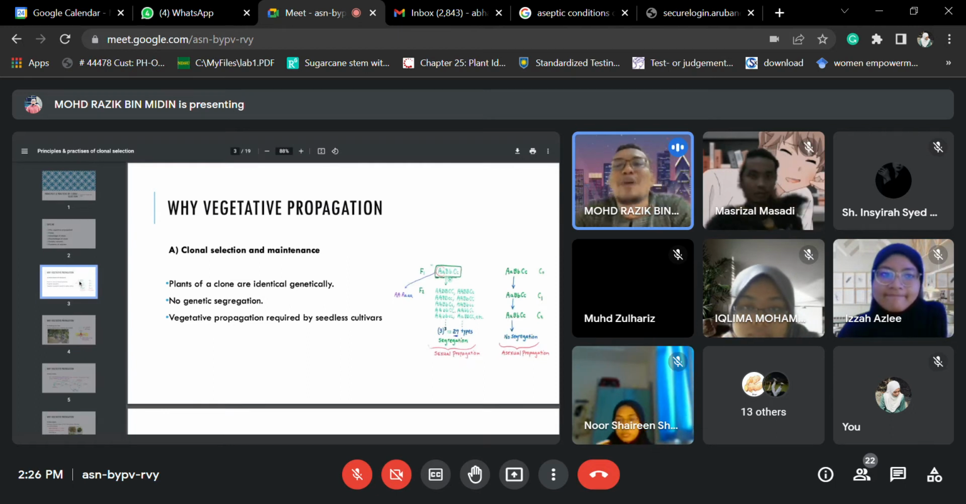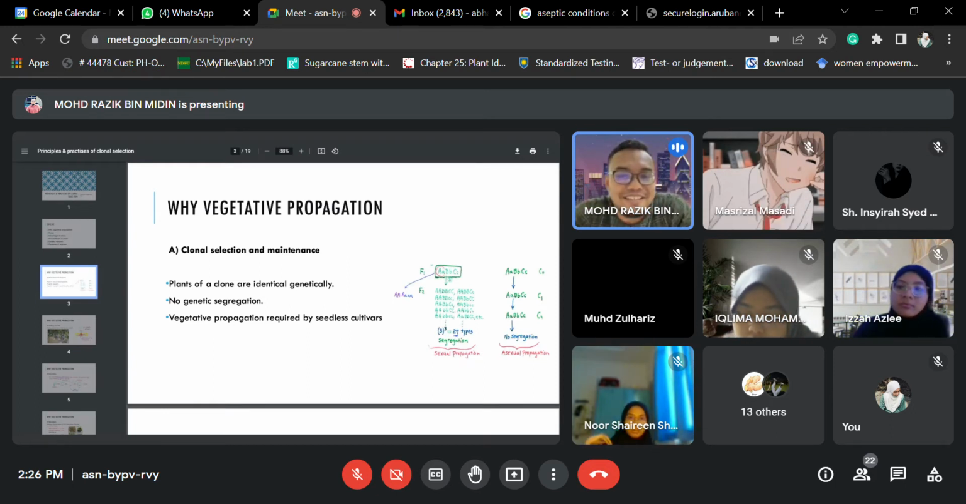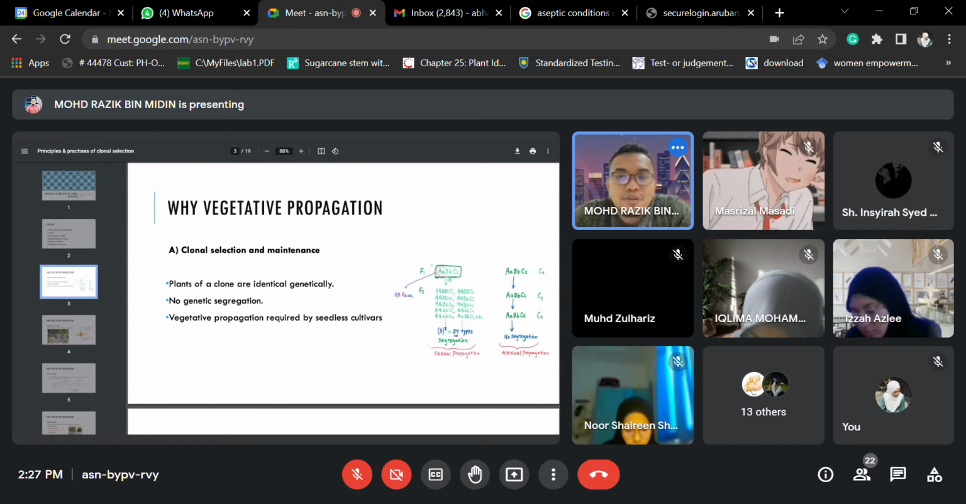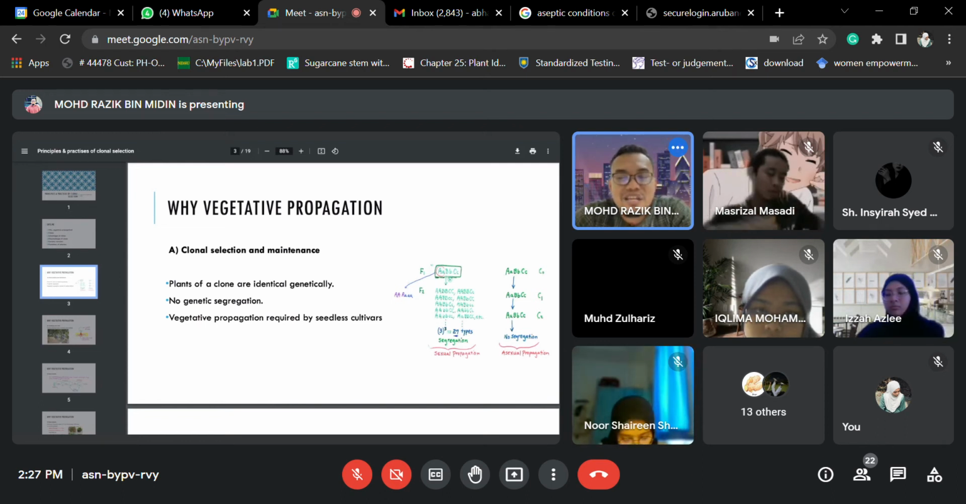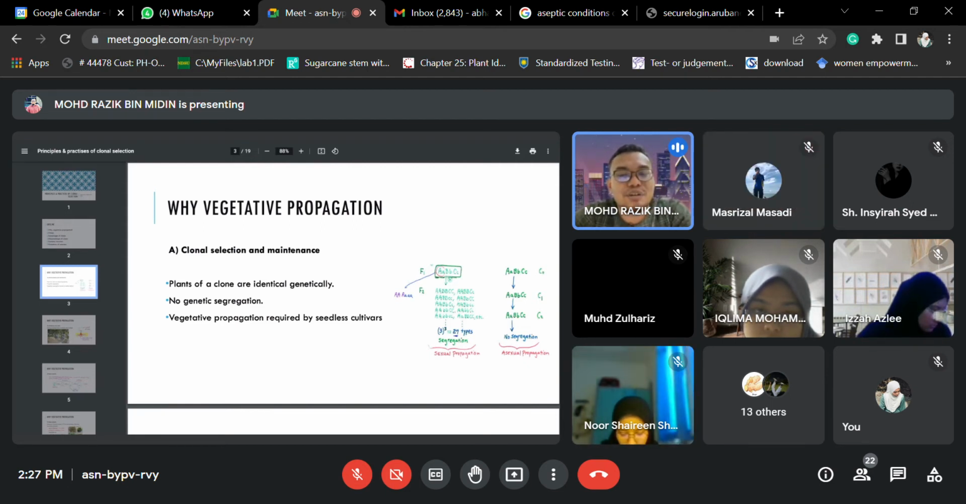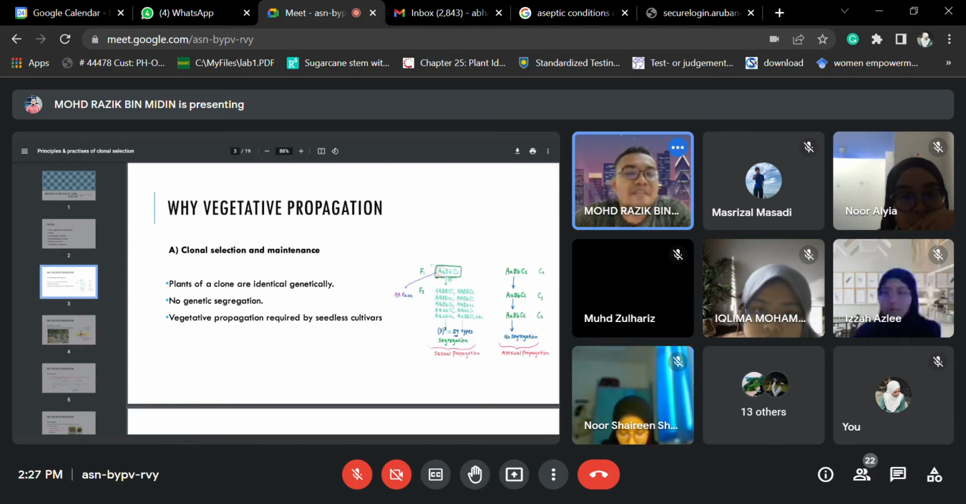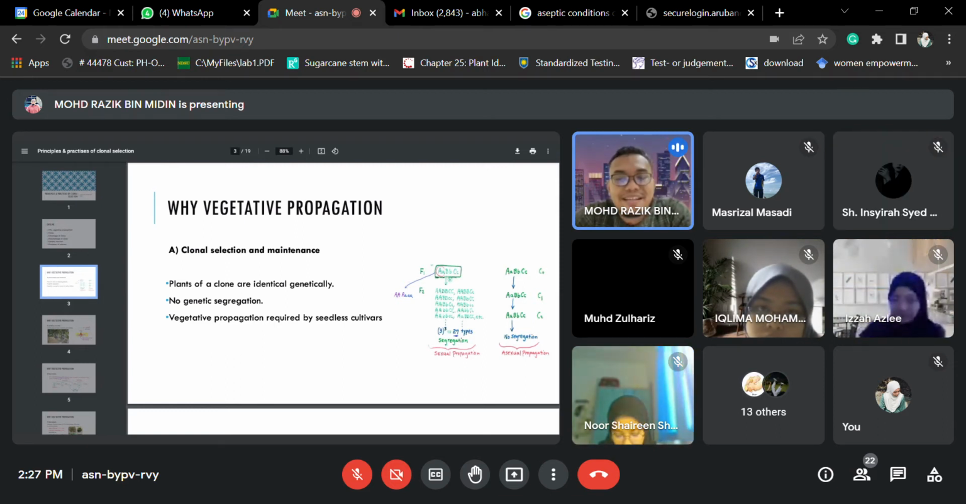Okay. So why vegetative propagation? Plants of a clone are identical genetically, so it is assumed there is no genetic segregation. But still, variation can occur due to environmental factors. But in this scope, we focus on the tissue culture process. Vegetative propagation is also required for seedless cultivars.